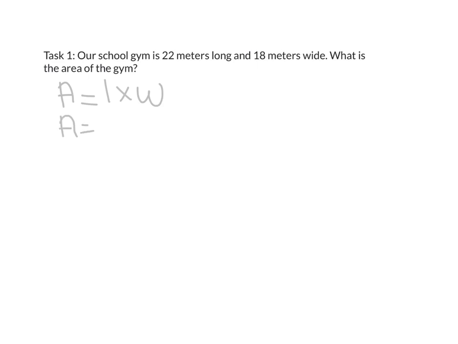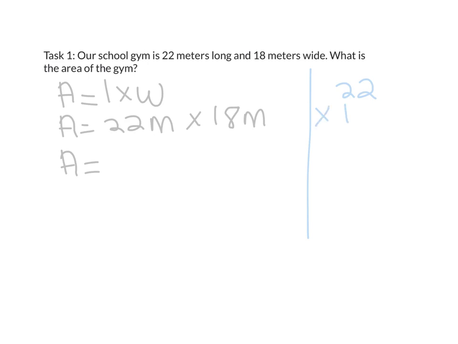And I'm going to go ahead and plug in my information. So area equals 22 meters times 18 meters, which is the width. And I'm going to go ahead and multiply this. And again, I can show my work on the side if I don't know how to multiply these together. So if I show my work on the side over here, 22 times 18, so go ahead and multiply.